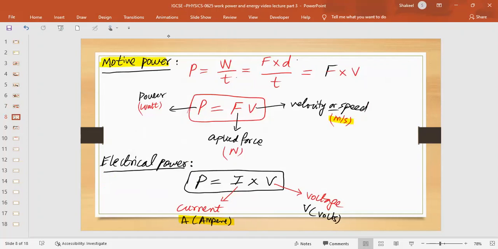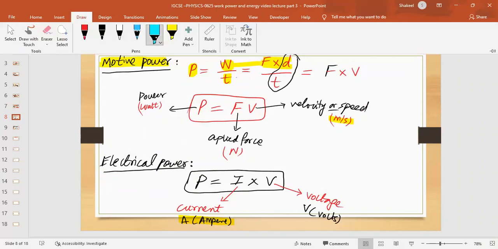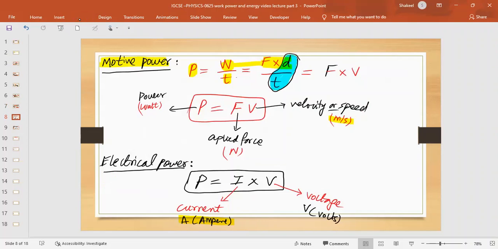There is another type of power related to moving objects, known as motive power. Power is work over time, and work is force times distance. One more thing we can do here is distance over time, which is equal to velocity. So the motive power associated with moving objects is the product of force and velocity. Power is measured in watts, force is the applied force in newtons, and v is the velocity or speed, measured in meters per second.